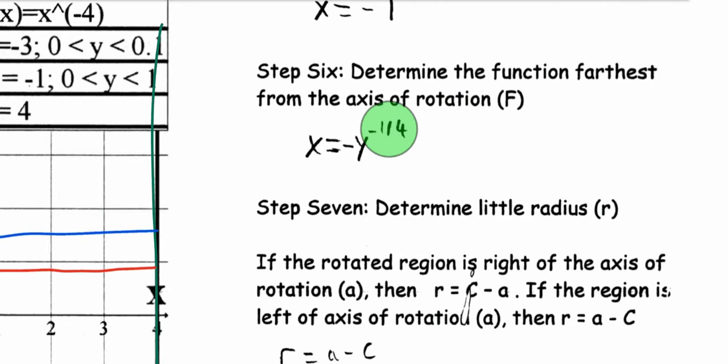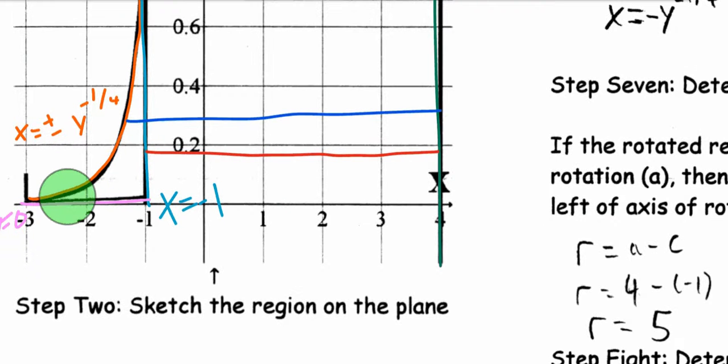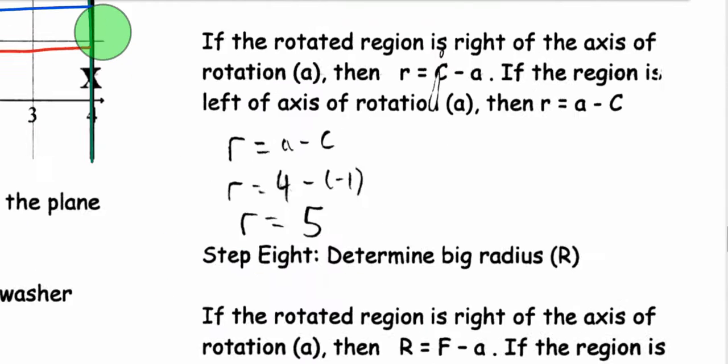So now I want to talk about why we use just the minus instead of plus or minus. We're using the minus because it's to the left of x equals negative 1. If it were to the right, we would use positive y to the negative 1/4. And again, we find the intersection point by setting this orange curve equal to the blue curve, so negative 1 equals negative y to the negative 1/4. You will get y equals 1 across.